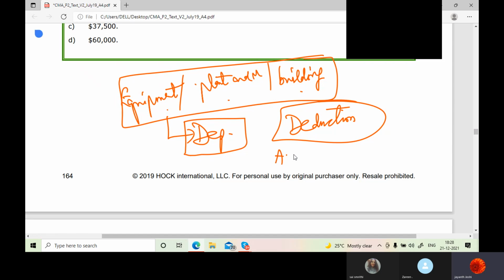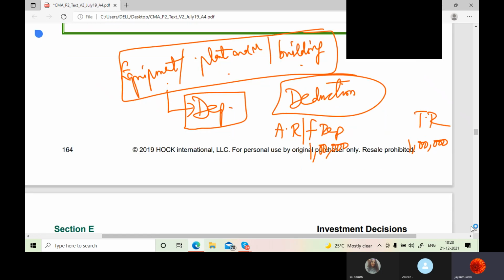So how would it reduce your tax liabilities? This is my accounting records or financial report, whatever you want to call it. This is my tax return. Here my profits happen to be 1 lakh. Here my profits happen to be 1 lakh. And this depreciation that I have is an expenditure. This I can deduct here as 20,000, because I can claim deduction.